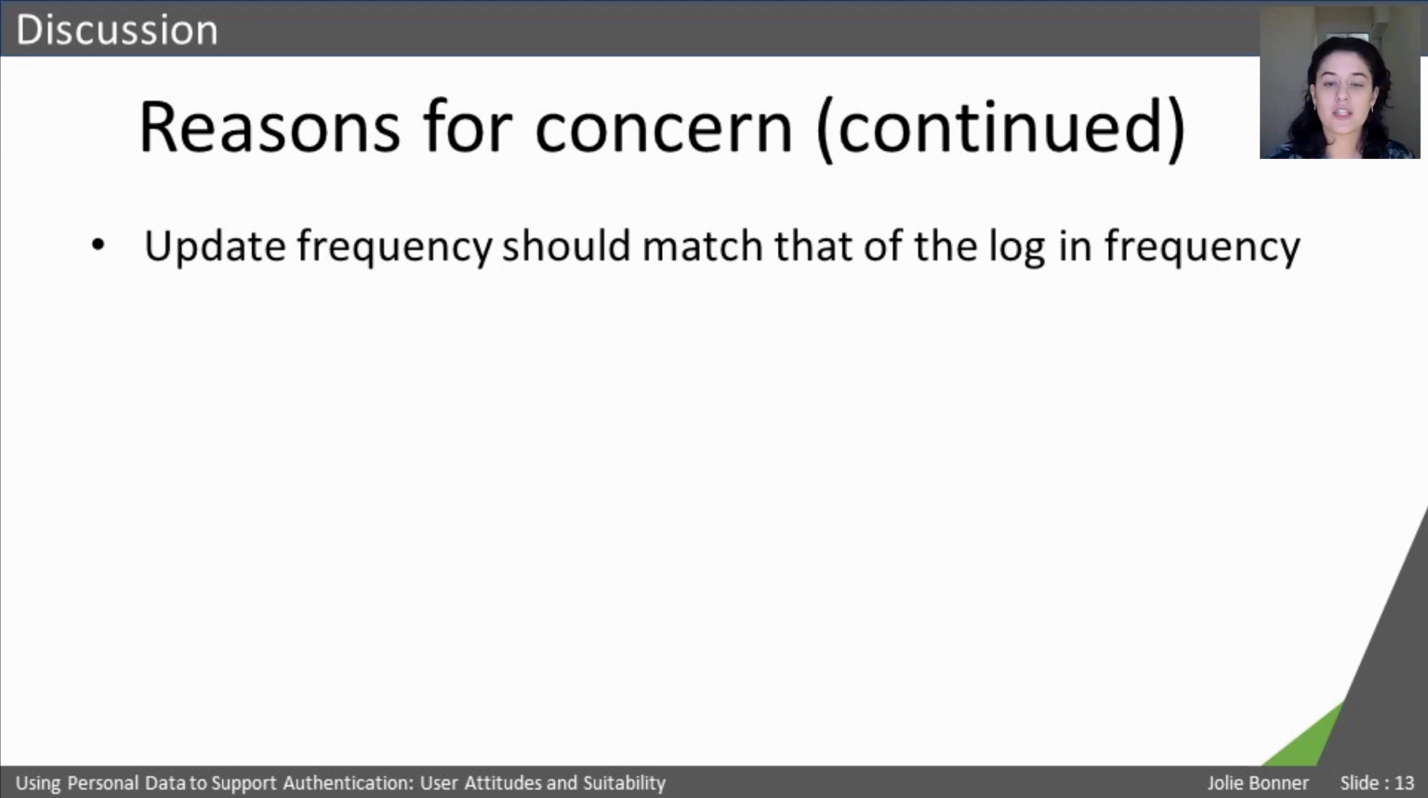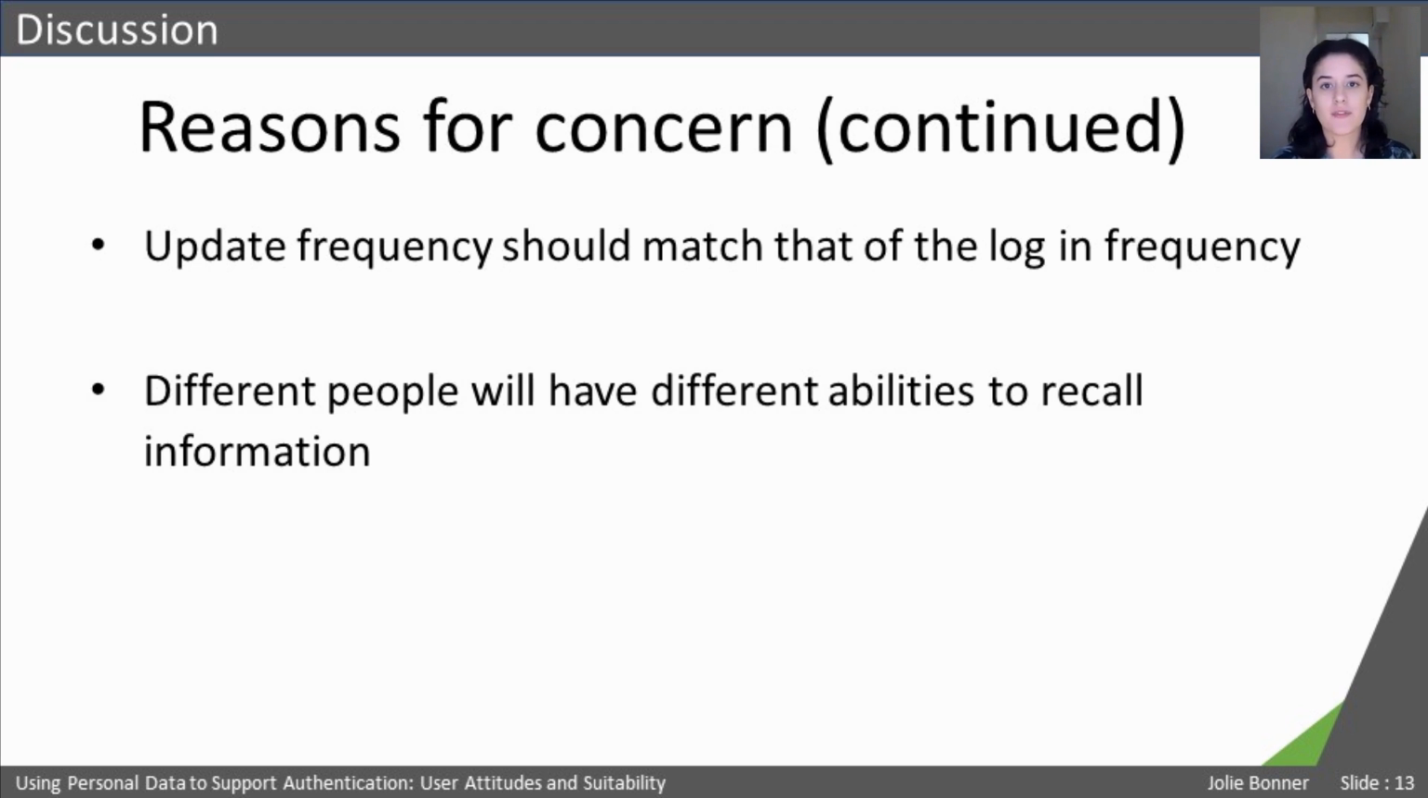An update frequency should at least match that of the login frequency in order to maximize the advantages of using dynamic personal data. Consideration must be given to the type of memory required to use these systems. Short-term autobiographical memory could be challenging for some users due to a variety of reasons, including illness. And an authentication scheme like this relies heavily on that type of recall. An authentication scheme that provides usable and memorable authentication for one user may be completely inaccessible for another.